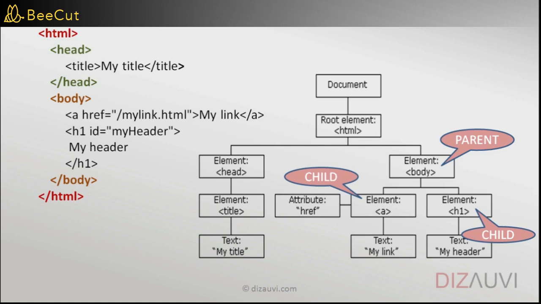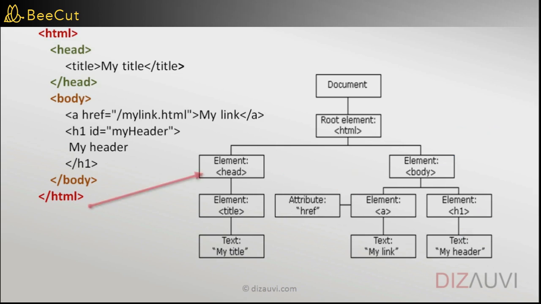As you can also see, there are different types of nodes in this tree. We have element nodes, attribute nodes, and text nodes. There can be other nodes as well, like comment nodes or entity nodes. Actually, there are about 12 different types of nodes in a DOM. An element node is one which represents an HTML element like head, body, and title.